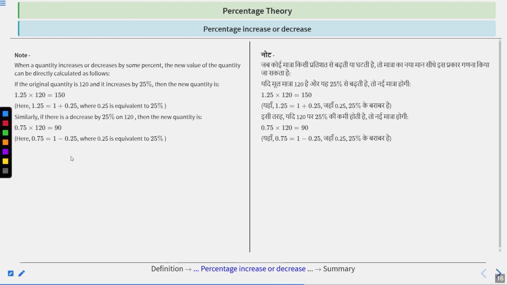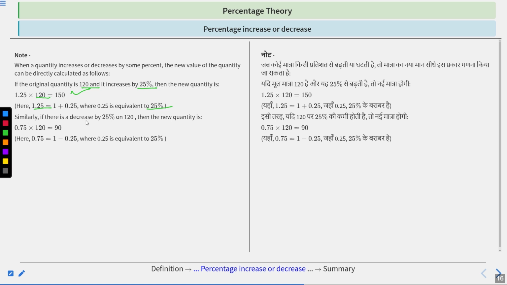Some other important notes. When a quantity increases or decreases by some percent, the new value of the quantity can be directly calculated as follows. If the original quantity is 120 and it is increased by 25%, then the new quantity is 1.25 multiplied by 120, and we get the value 150. How can we write it? Here 1.25 we can write in the form of 1 plus 0.25, where 0.25 is the equivalent of the 25%. That's why we write it.